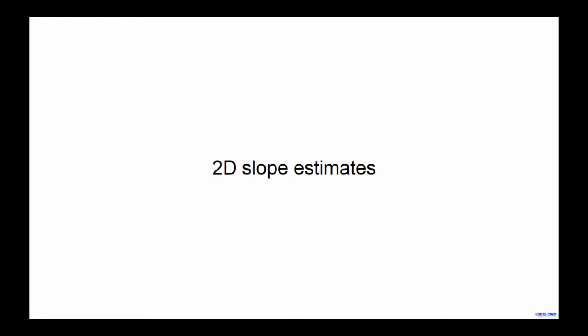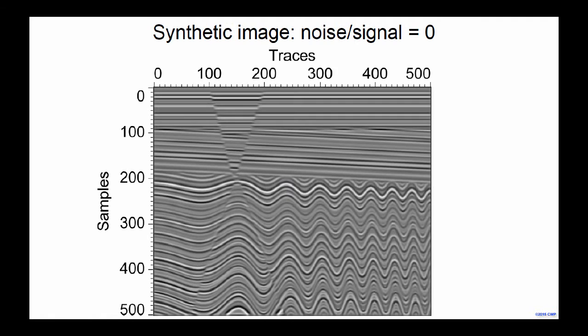Okay, so now we have three different methods. We have a method that computes slopes based on the structure of the image, a method that takes an inversion approach at estimating slopes, and a method that estimates shifts to estimate slopes in an image. So let's take a look at 2D slope estimates and see how these different methods compare.